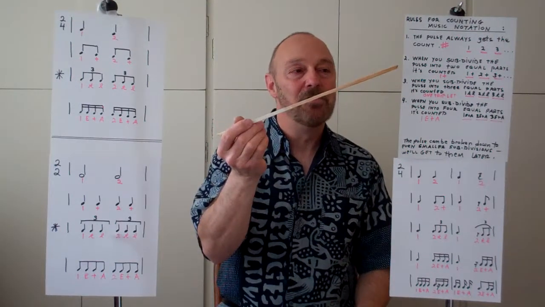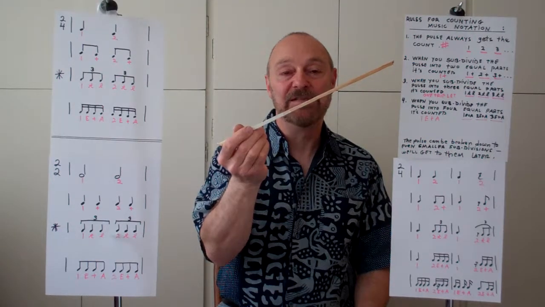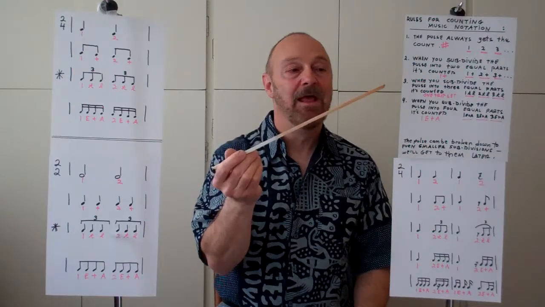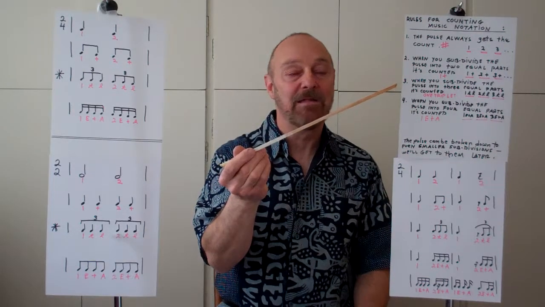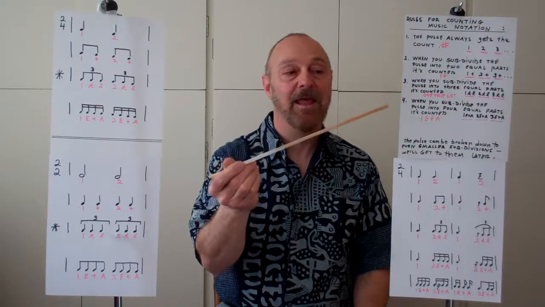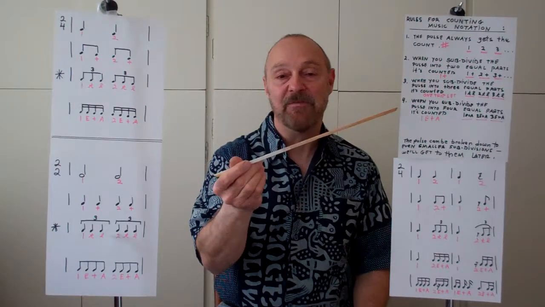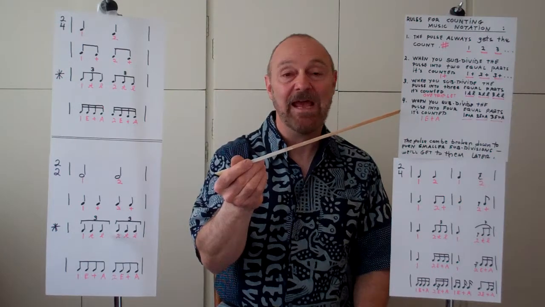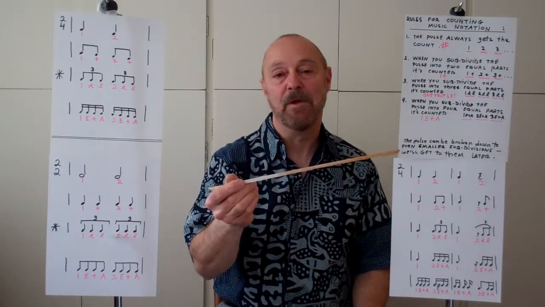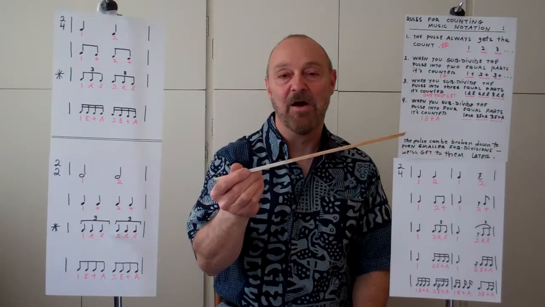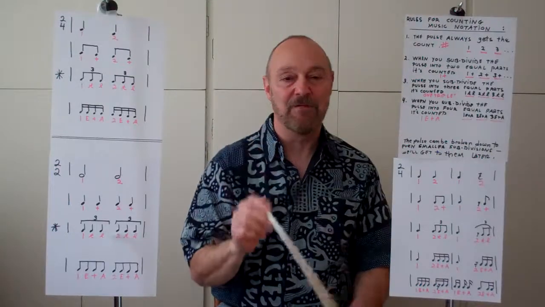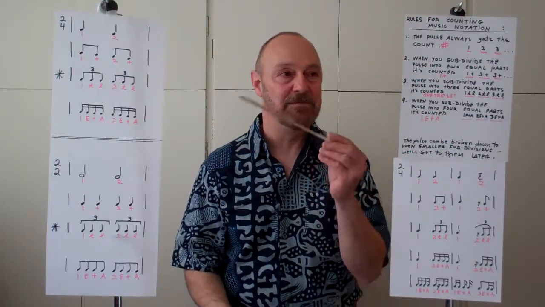The second rule, when you subdivide the pulse into 2 equal parts, it's counted 1 and. The third rule, when you subdivide the pulse into 3 equal parts, it's counted 1 triplet. And the fourth rule, when you subdivide the pulse into 4 equal parts, it's counted 1 E and A. We could subdivide the pulse into smaller parts, 5 parts or 6 parts or whatever, but for now 1 through 4 is just fine. Now some examples.